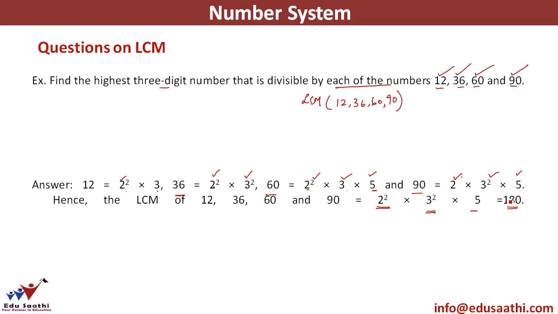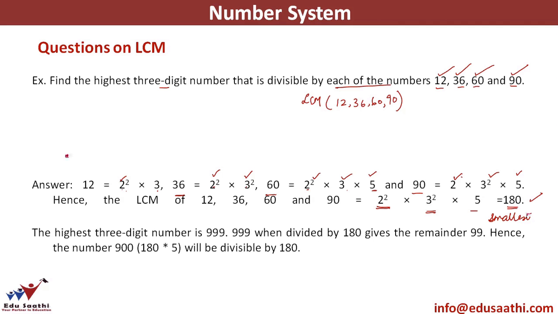So this is the LCM. This is not the highest 3-digit number, this is the smallest 3-digit number that I have. So if I have to find out the highest 3-digit number, it will be a multiple of 180. So if I keep on multiplying 180, if I multiply 180 with 5, the number that I get is 900. The next multiple would be 10 times 180, which will be greater than 1000. It will not be a 3-digit number. So my answer for this will be 900.